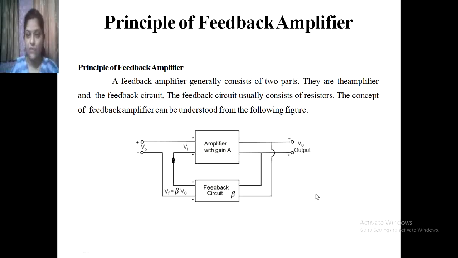For example, we take one feedback amplifier which consists of two parts. One is the amplifier circuit with gain A and the other is the feedback circuit, which consists of resistance. From this side we apply the input and take the output. This is the amplifier as well as the noise reducer, because it reduces whatever noise is fed in at the input side.